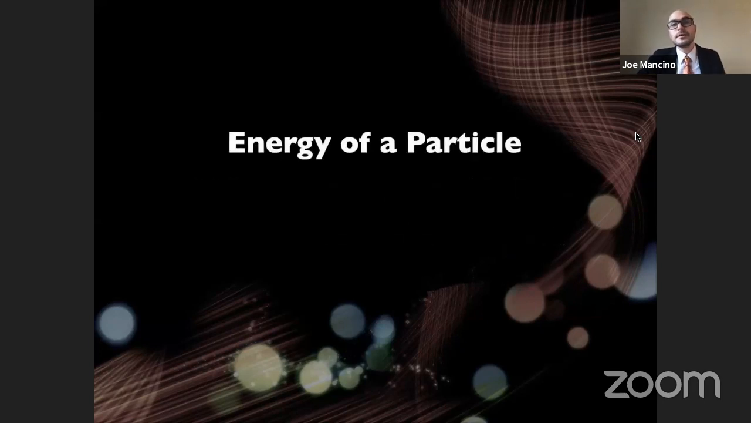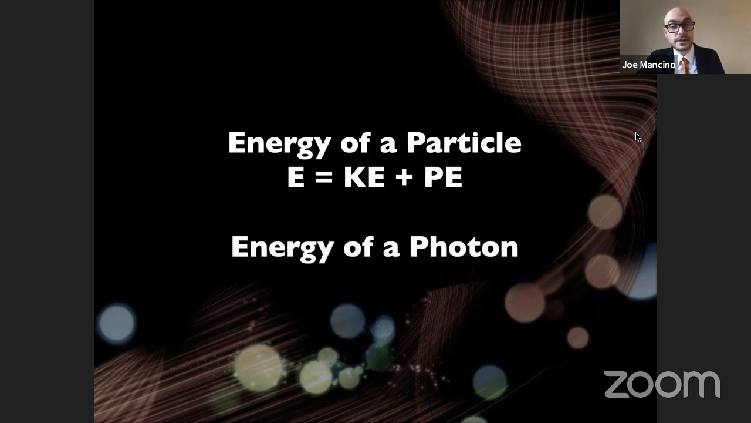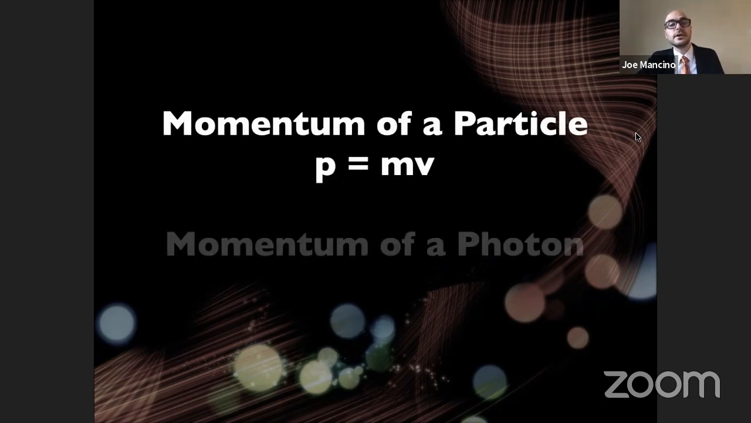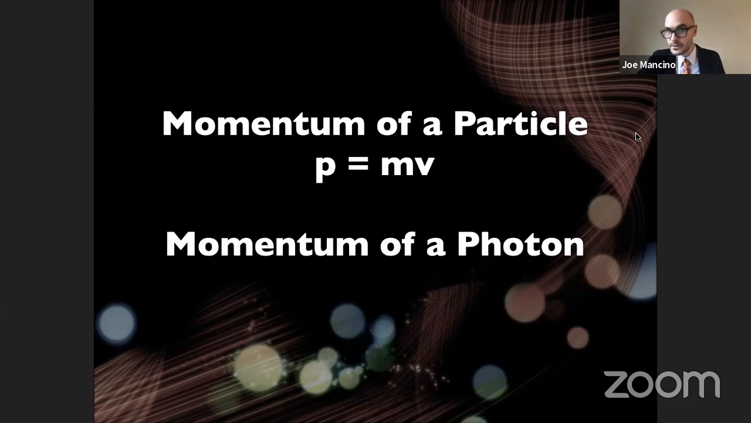So we know how to calculate the energy of a particle. The mechanical energy of a particle, for example, is its kinetic energy plus its potential energy. The energy of a photon is Planck's constant times its frequency, or hc over lambda. We know how to calculate the momentum of a particle. Momentum is mass times velocity. We can calculate the momentum of a photon because it does collisions. We'll show you an example of a photon collision in a moment.